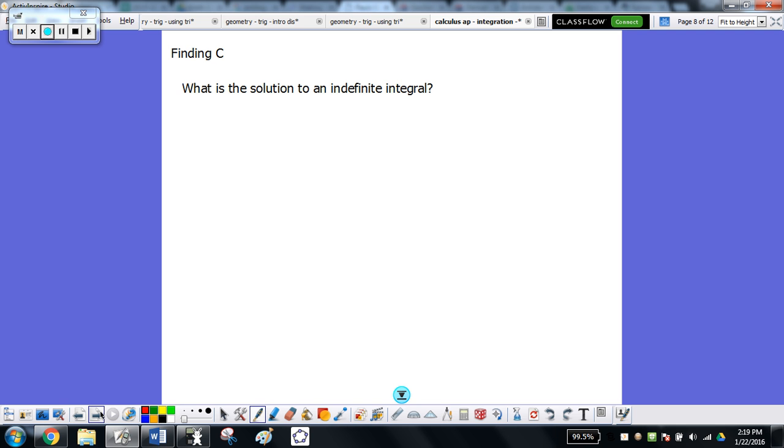So I want you to think about the answer to this question. What is the solution to an indefinite integral? In other words, if I give you a problem like the integral of something dx is equal to what? What is the answer to that? What is the solution to an indefinite integral? If you've thought about it, you know that the answer is not just a single function, right? Not just a single curve on a graph, but a family of curves, all of which differ by this term c.